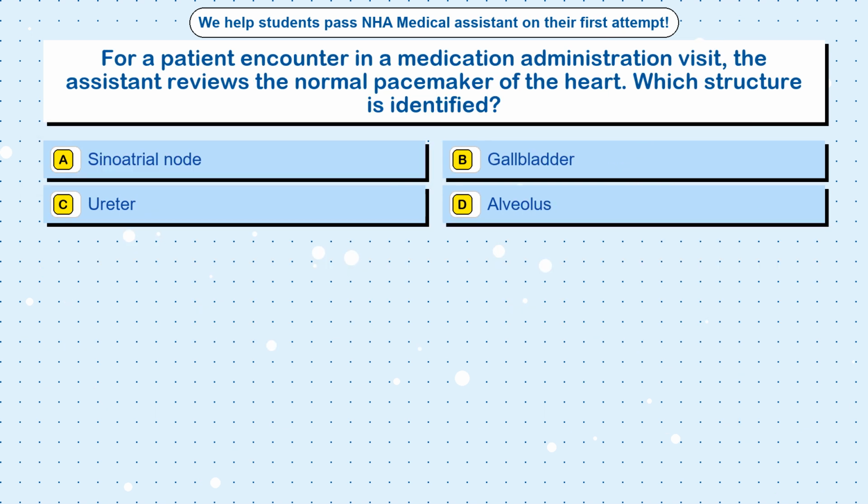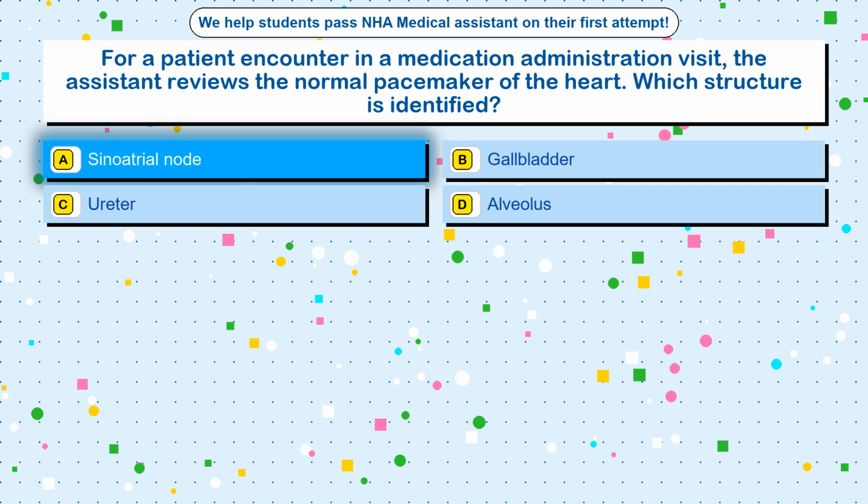Question 85. For a patient encounter in a medication administration visit, the assistant reviews the normal pacemaker of the heart. Which structure is identified? Option A. Sinoatrial node. Option B. Gallbladder. Option C. Ureter. Option D. Alveolus. The correct answer is option A.